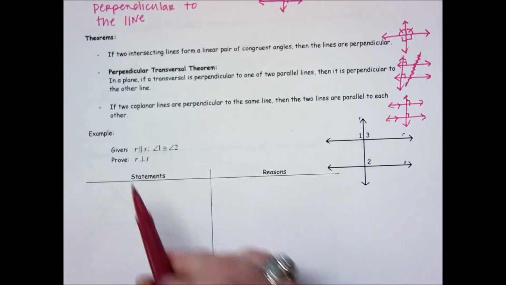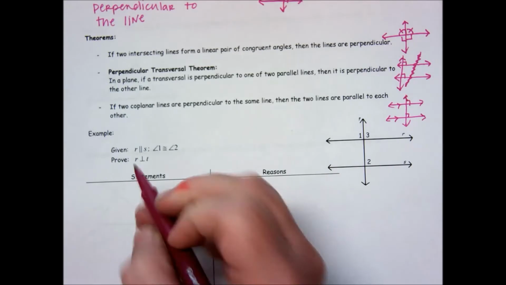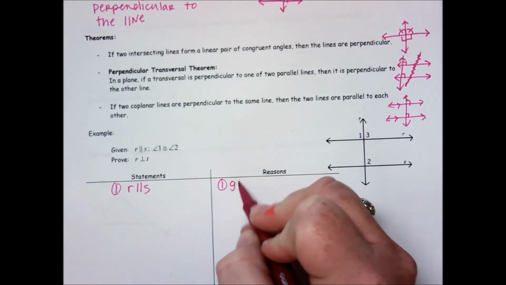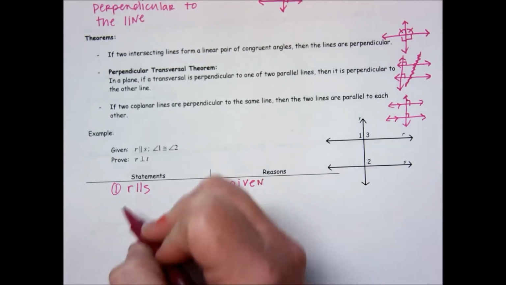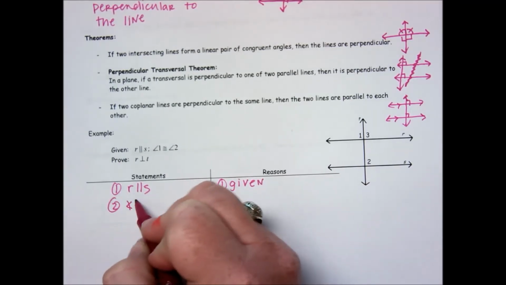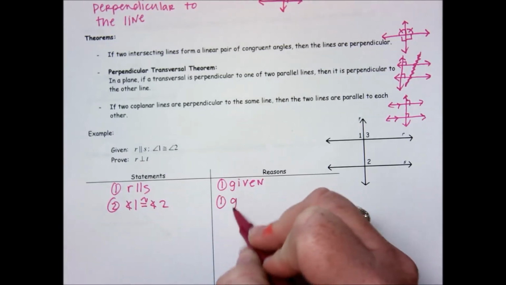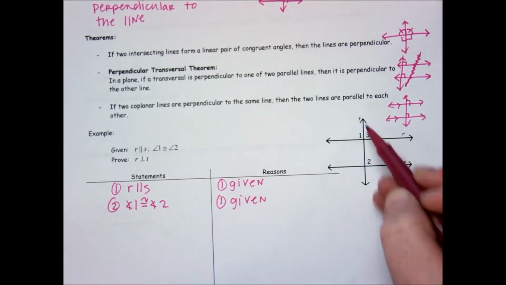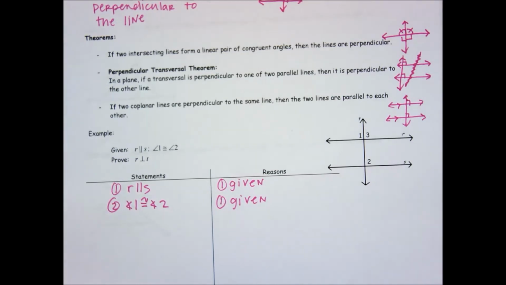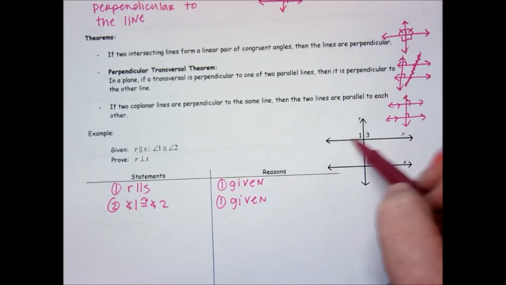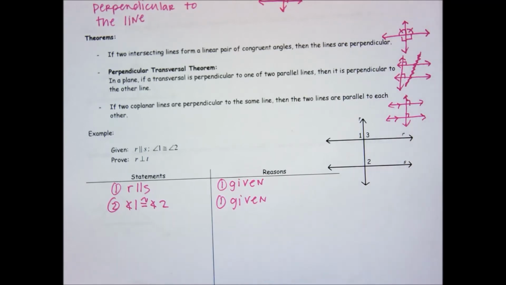It says given that R and S, these two lines, are parallel, and given that angle 1 is congruent to angle 2, I need to prove that R and T are perpendicular. Well, if I look at this theorem up here, it says if I have two intersecting lines and the linear pairs are congruent, so if 1 and 3 are congruent, then these lines are perpendicular. So it looks like it'd be a good way to prove this. So let's see.